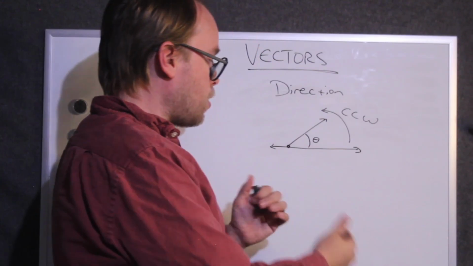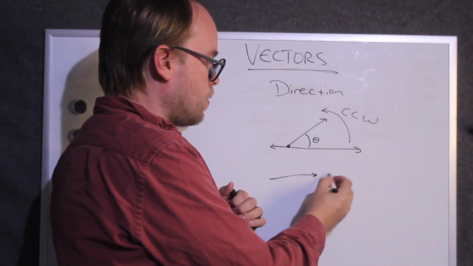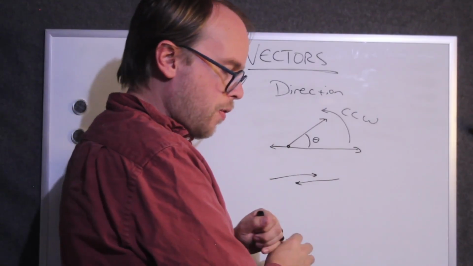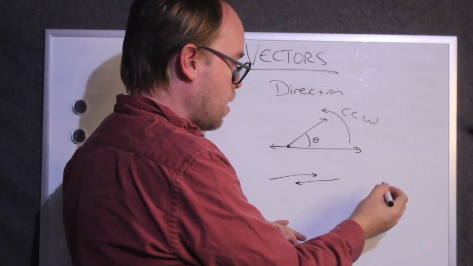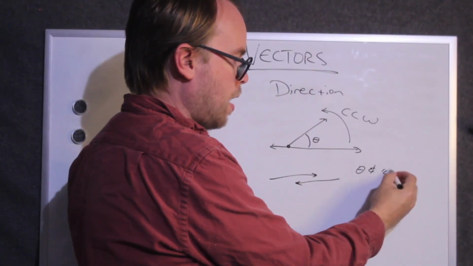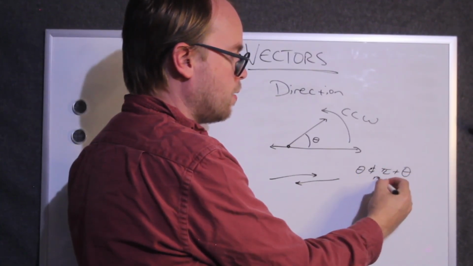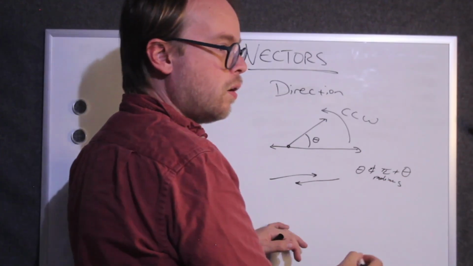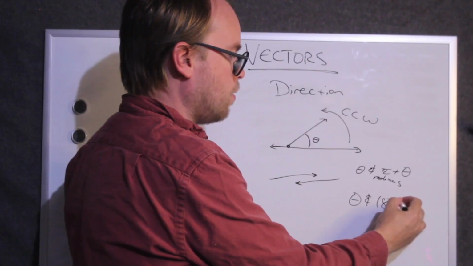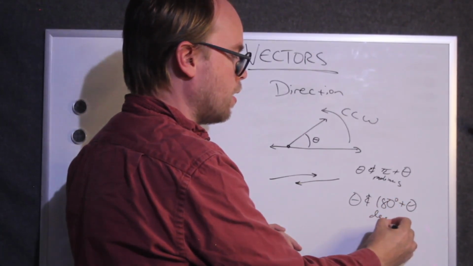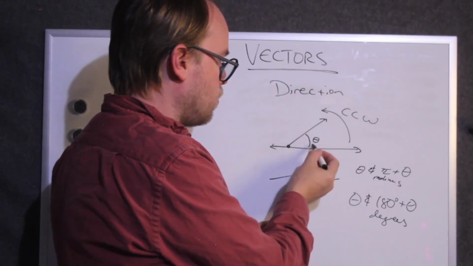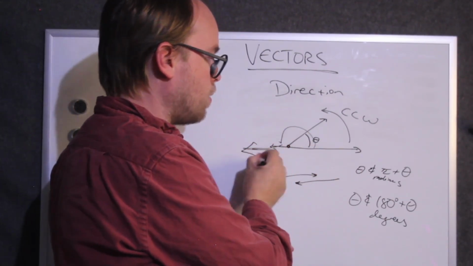So opposite directions. Say this versus this. Opposite directions, pretend these are parallel. They are determined by the angles, either theta and pi plus theta for radians, or theta and 180 degrees plus theta for degrees. Okay? Because that will get you all the way back to this direction, like that.